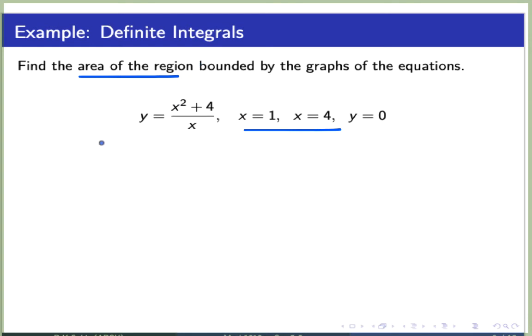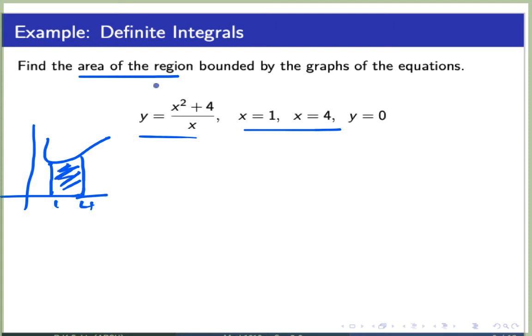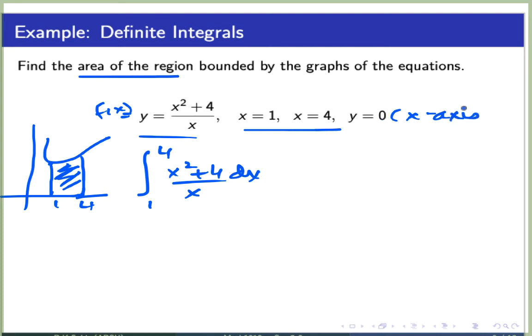If you look at this function, x squared plus 4 over x, it looks something like this. We would like to have the area under this curve from 1 to 4. So first of all, write that as a definite integral. x goes from 1 to 4. This, remember, is your function f of x, x squared plus 4 over x dx. y equal to 0 means the x-axis.